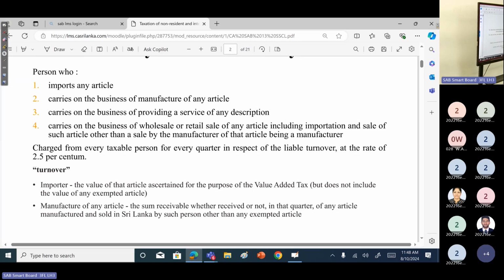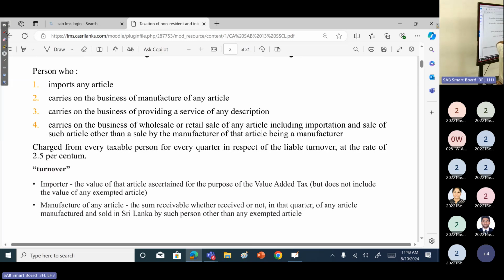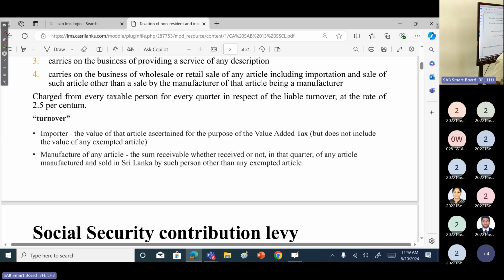Just apply the 2.5% on the turnover, right? For importation there won't be turnover, but for the purpose of charging SSCL at the point of importation, the value which is ascertained for VAT purposes is the same basis that needs to be applied to compute SSCL. This is an automated system. Once they import, all the taxes are charged. What's the VAT base? It is CIF plus all the duties, PAL, and so on, plus another 10% of the CIF. That is the VAT base. On that they charge another 2.5%, and VAT at 18%, right?